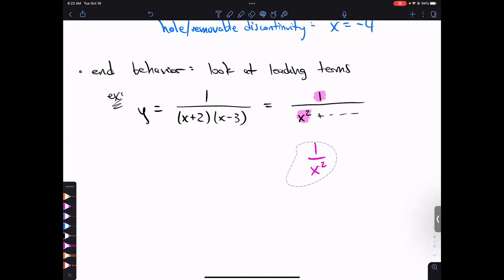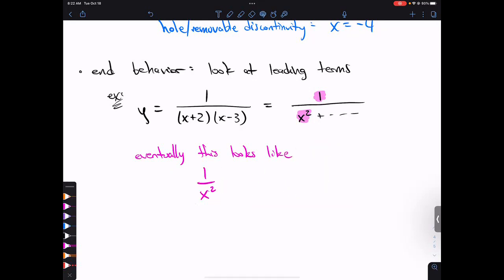I'll write a little more of that first time. Eventually, when we go out far enough, this looks like 1 over x squared. Now, if x is big, and big, again, can be relative, just pick a number like 100. If x is 100, squared is really big then, like 10,000. Not that that's super important, but what does 1 divided by a really big number look like?